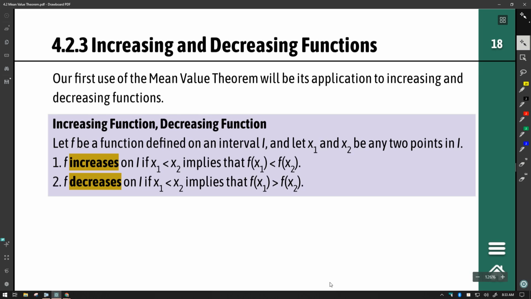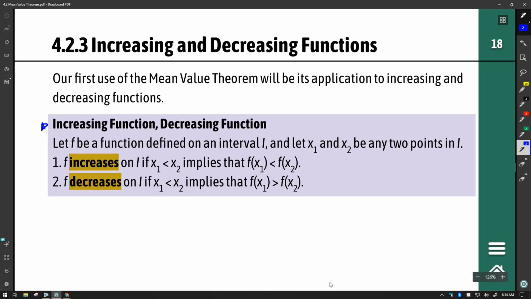We want to define what it means to call a function increasing and to call a function decreasing. So let's look here. Let f be a function defined on an interval I, and let x1 and x2 be any 2 points in the interval I. Definition 1. We're going to say that f increases on I, on the interval, if for those two x values, x1 less than x2 implies that f of x1 is less than f of x2.